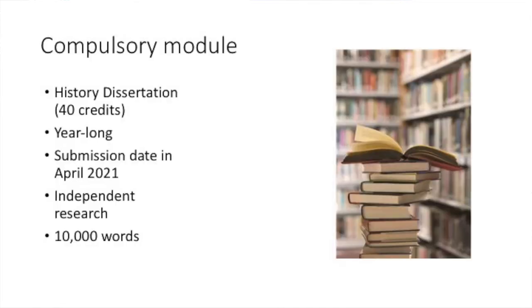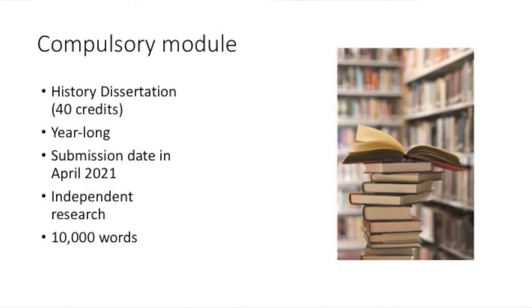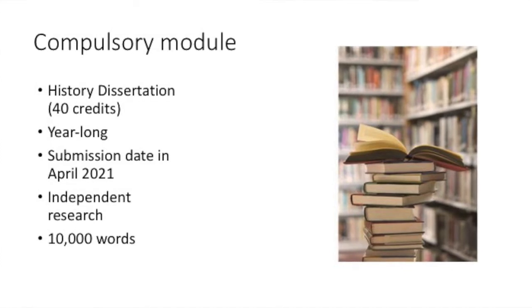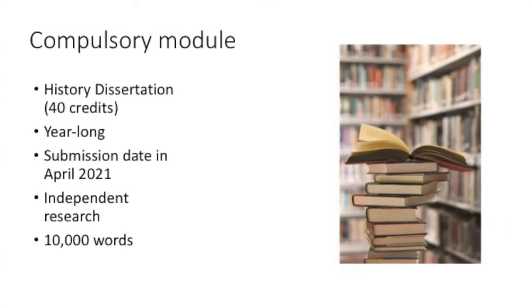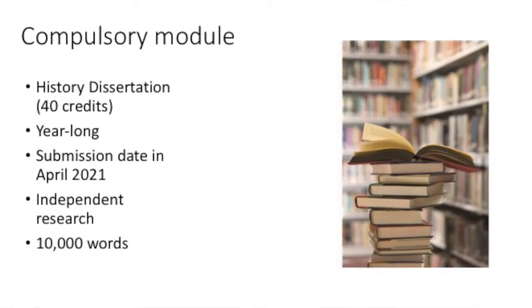Now, you all know that in the third year of study, you will be writing your dissertations, and I know many of you have already started to think about potential dissertation topics. A dissertation, as a reminder, is a double-weighted module worth 40 credits, so double the usual amount. It runs across the year with submission deadlines sometime in late April.